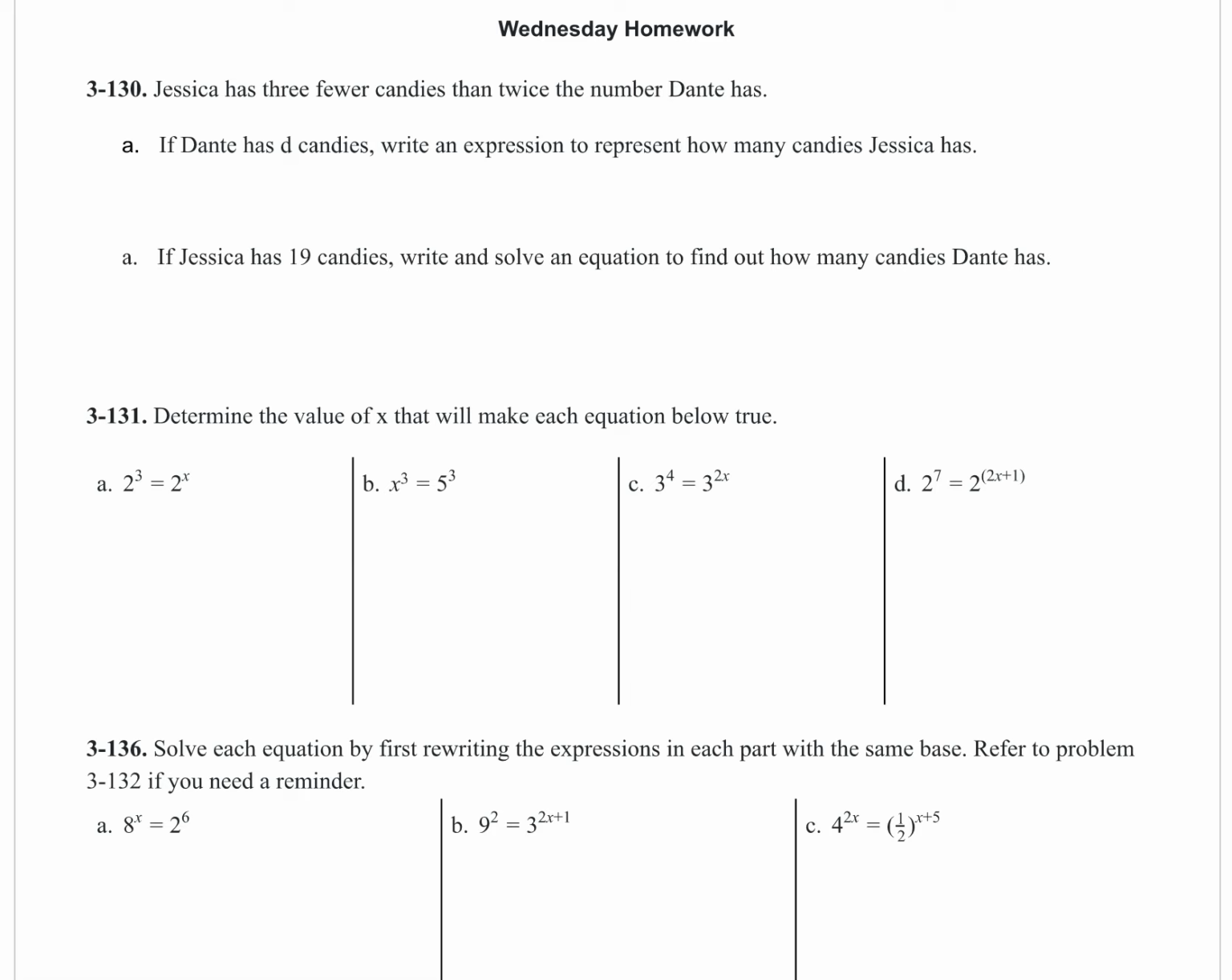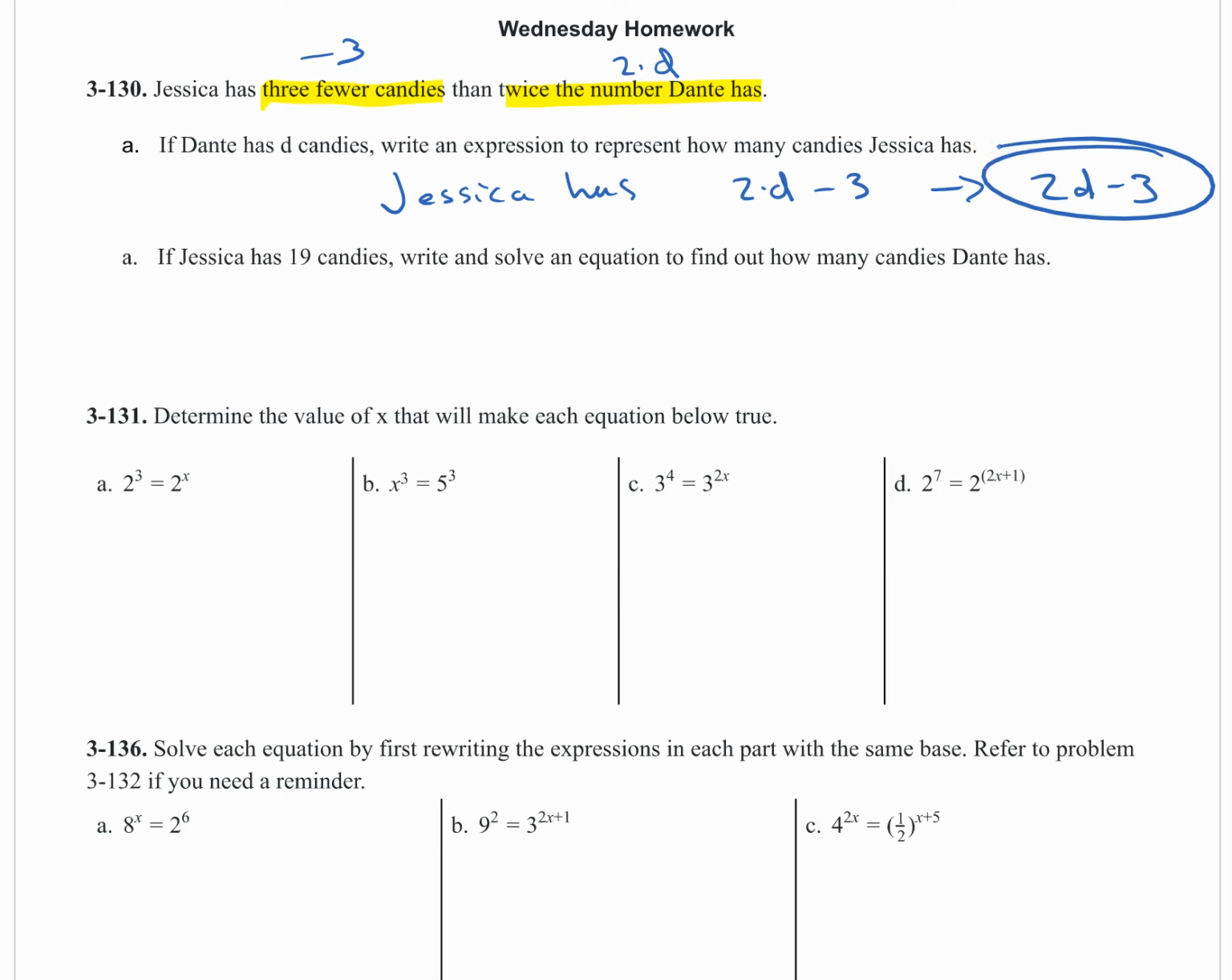Wednesday, 3-130. Jessica has 3 fewer candies than twice the number Dante has. If Dante has D candies, write an expression to represent how many candies Jessica has. Okay, so Jessica has 3 fewer, minus 3, than twice the number Dante has. Dante has D, so twice the number is 2 times D. So Jessica has 2 times D, twice the number Dante has, but then 3 fewer than that, so minus 3. A nice way to write that is 2D minus 3.